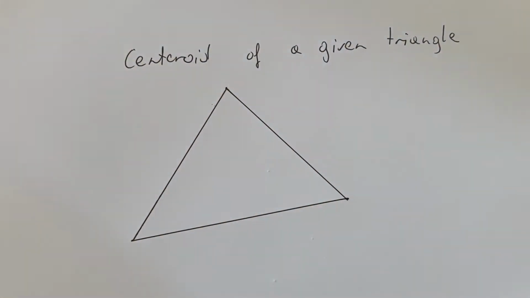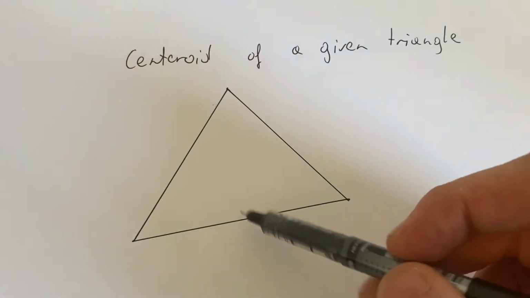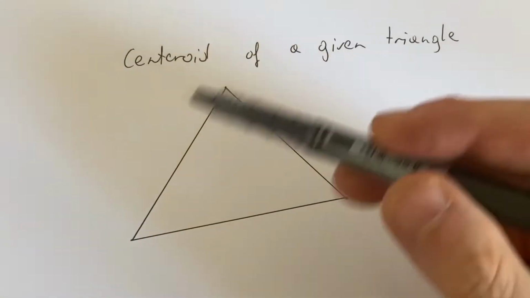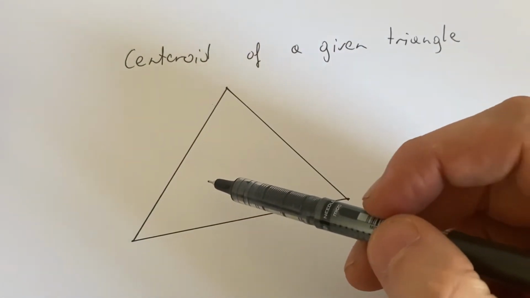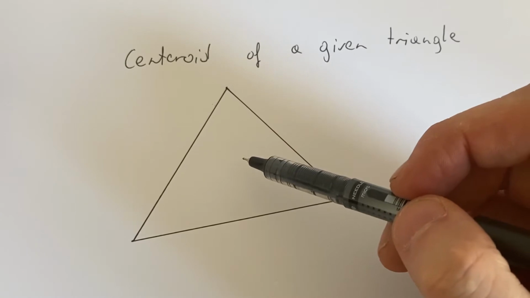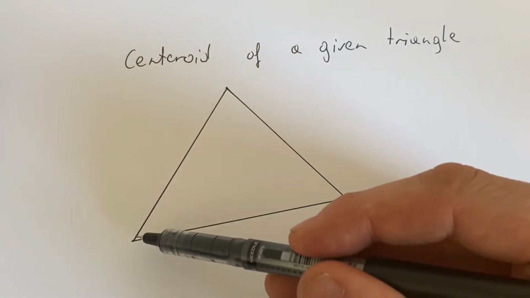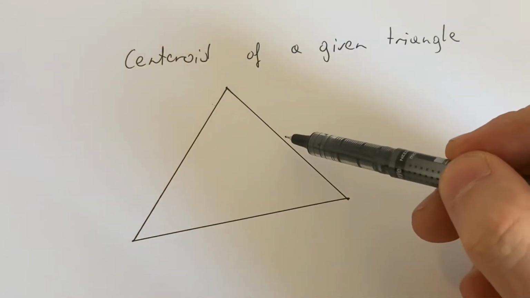Hi, in this video we're going to construct a centroid of a given triangle. A centroid is a point somewhere in or around the triangle that lies at the intersection of lines that connect a vertex of a triangle with the midpoint of the opposite side.